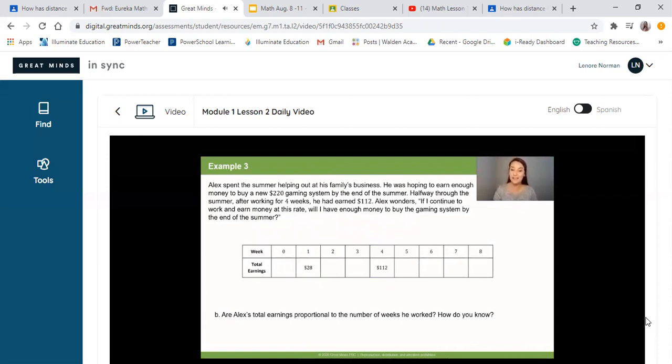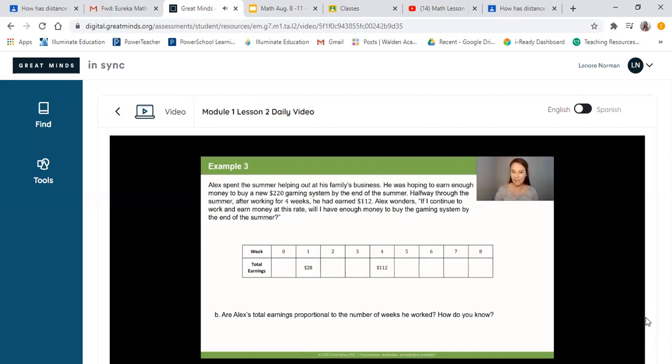Now that we have read about Alex's plans for the summer and how he is hopeful to have earned enough money to be able to buy a new gaming system, let's work together to answer Alex's question. Alex probably decided to use a table to easily see how his earnings would grow over time and whether he would have enough money by the end of the summer for his new gaming system.